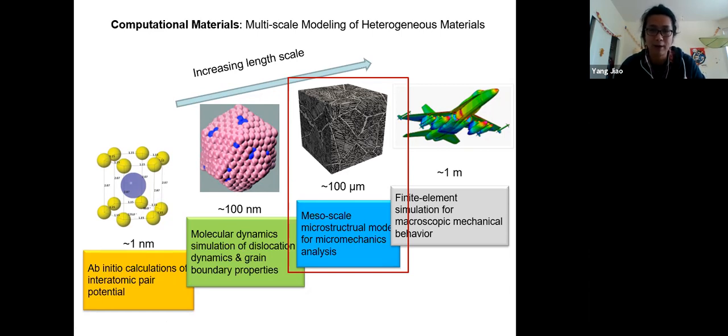It has been established that the mechanical properties of this alloy are very sensitive to and mainly determined by these grain microstructures. So if you want to make a good, reliable prediction of the mechanical properties, I think the most important thing is that you need to understand this microstructure.